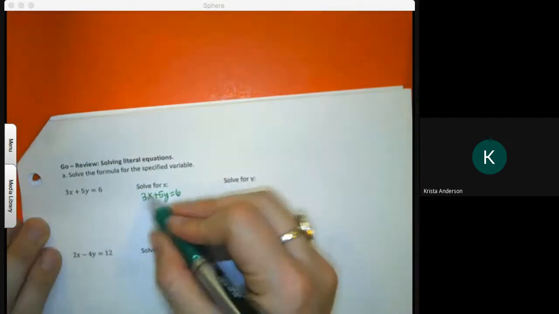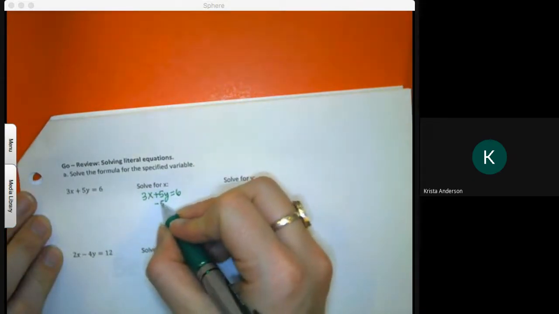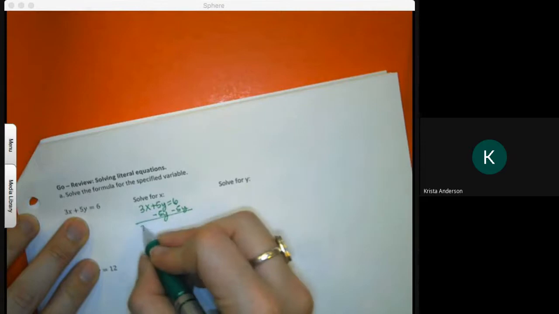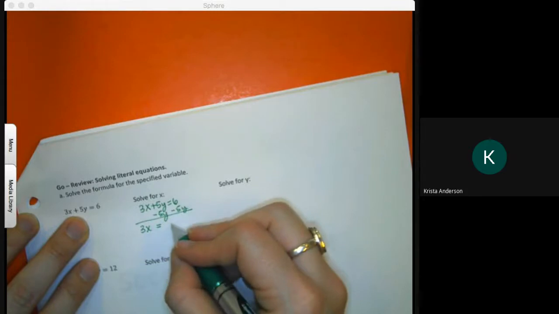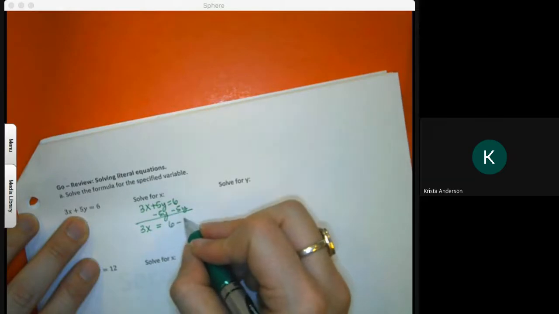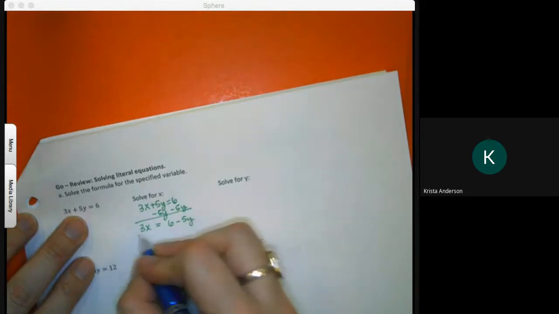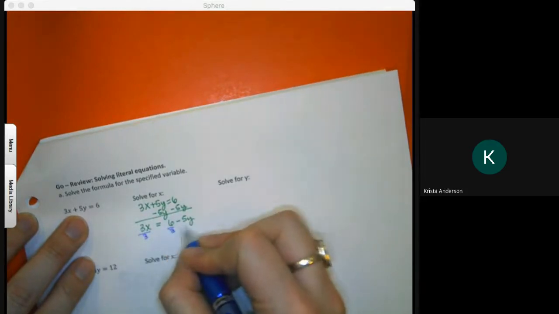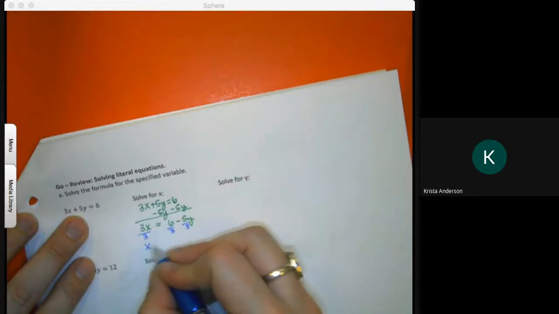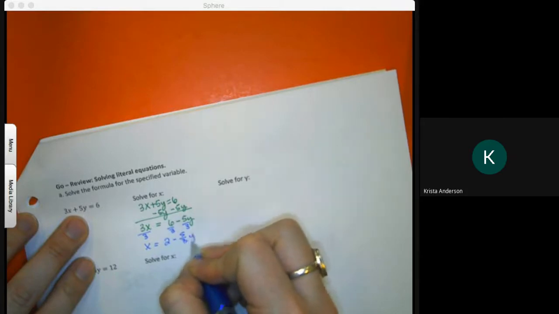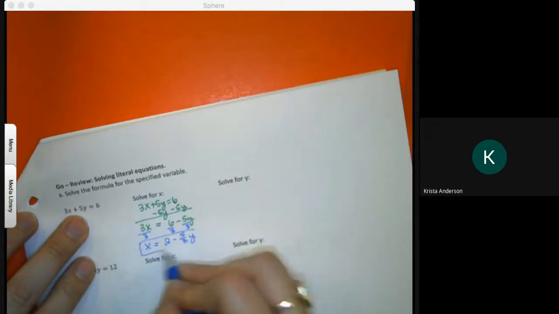To get x alone, I need to subtract the 5y. 3x equals, you can write it in any order. You can write 6 minus 5y or negative 5y plus 6. It does not matter the order you write it in. I would then divide by 3. That would leave x alone. 6 divided by 3 is 2. 5 divided by 3 will simplify. There's my solution.